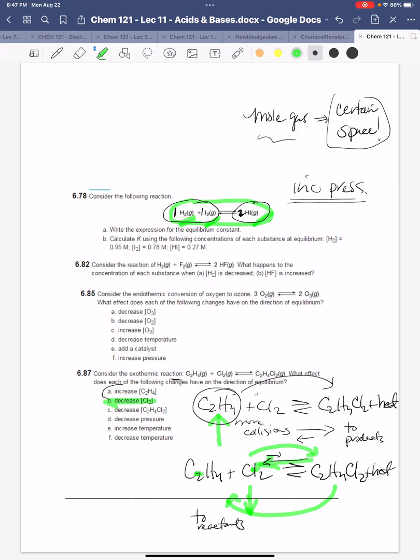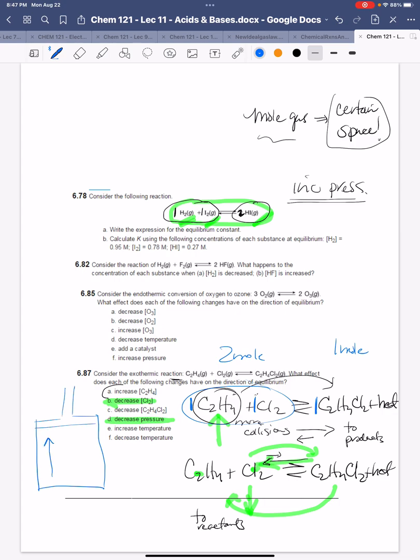Okay, let's go to pressure. If we decrease the pressure, we have to go back and look at the moles of gas, right? 1, 1, and 1. So this side has 2 moles, and this side has 1 mole. So when I decrease the pressure, think piston here, we're raising this up, right? That means more volume. And so it's going to go to the side with more moles of gas. Now, a caveat to that is if you have an equilibrium that has no gases, then when you change the pressure, it's not going to change the equilibrium at all.